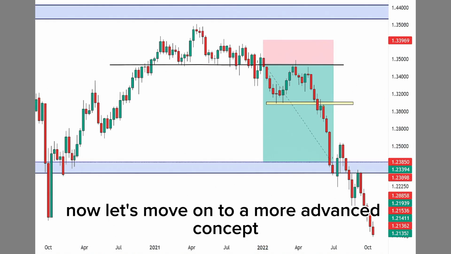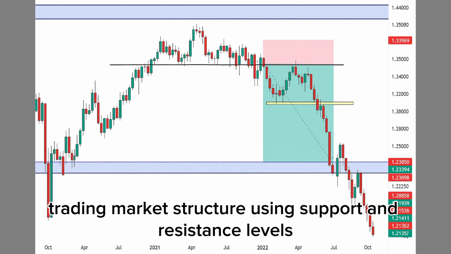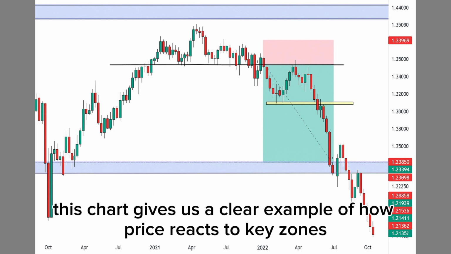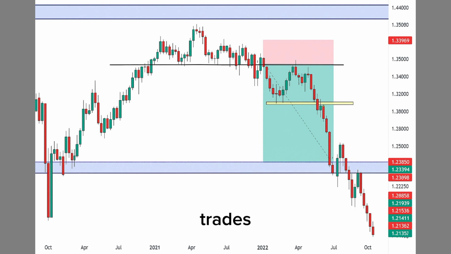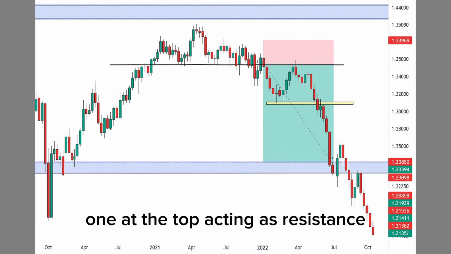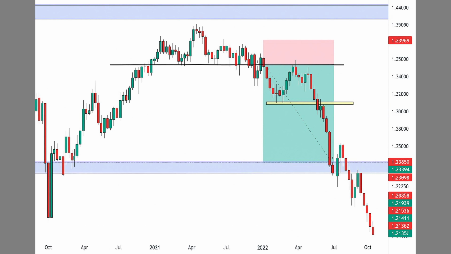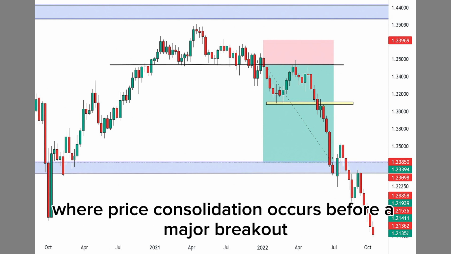Now let's move on to a more advanced concept: trading market structure using support and resistance levels. This chart gives us a clear example of how price reacts to key zones and how traders can use these levels to identify high-probability trades. In this setup, you can clearly see three major areas highlighted in blue, one at the top acting as resistance, one at the bottom acting as support, and the central zone where price consolidation occurs before a major breakout.